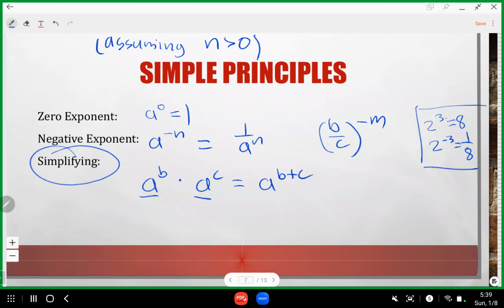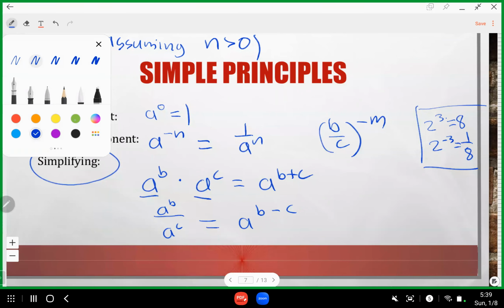Now, this is very similar with division. If it's a to the b over a to the c, that's just going to be equal to a to the b minus c. So if it's multiplication with the same base, you're going to add the exponents. If it's division with the same base, you're going to subtract the exponents. Okay? It's quite self-explanatory, but this can only happen if you have the same base.